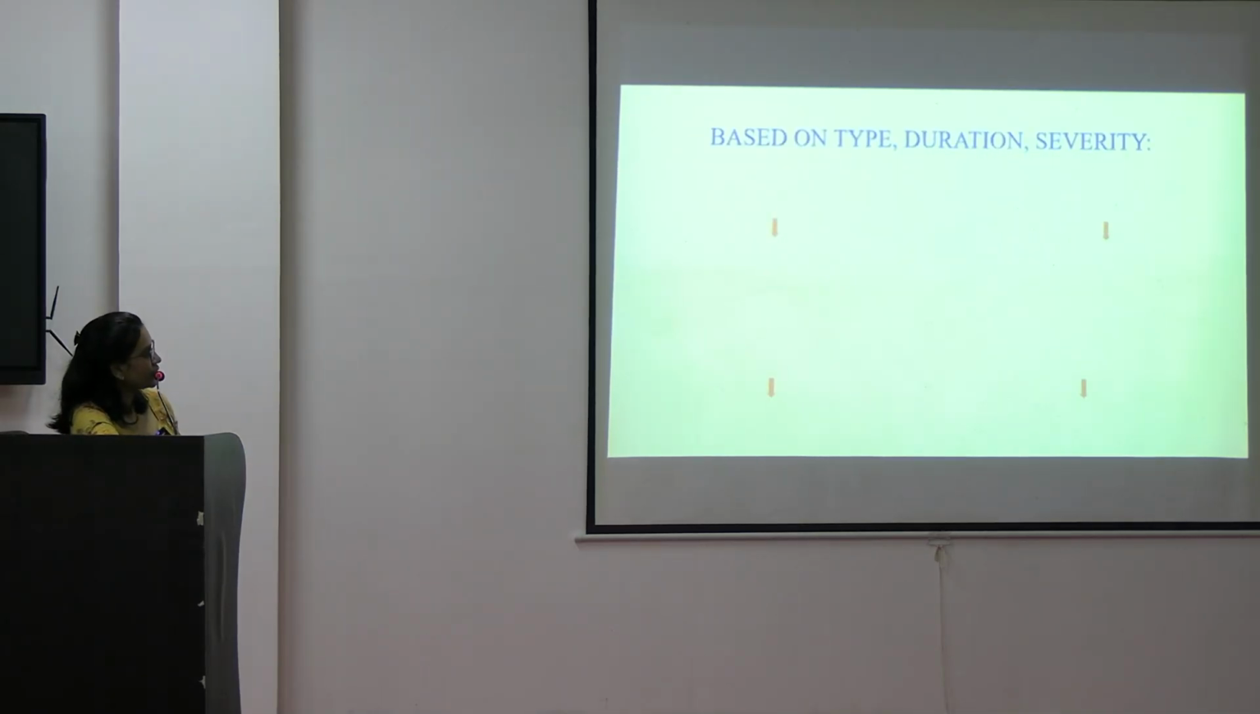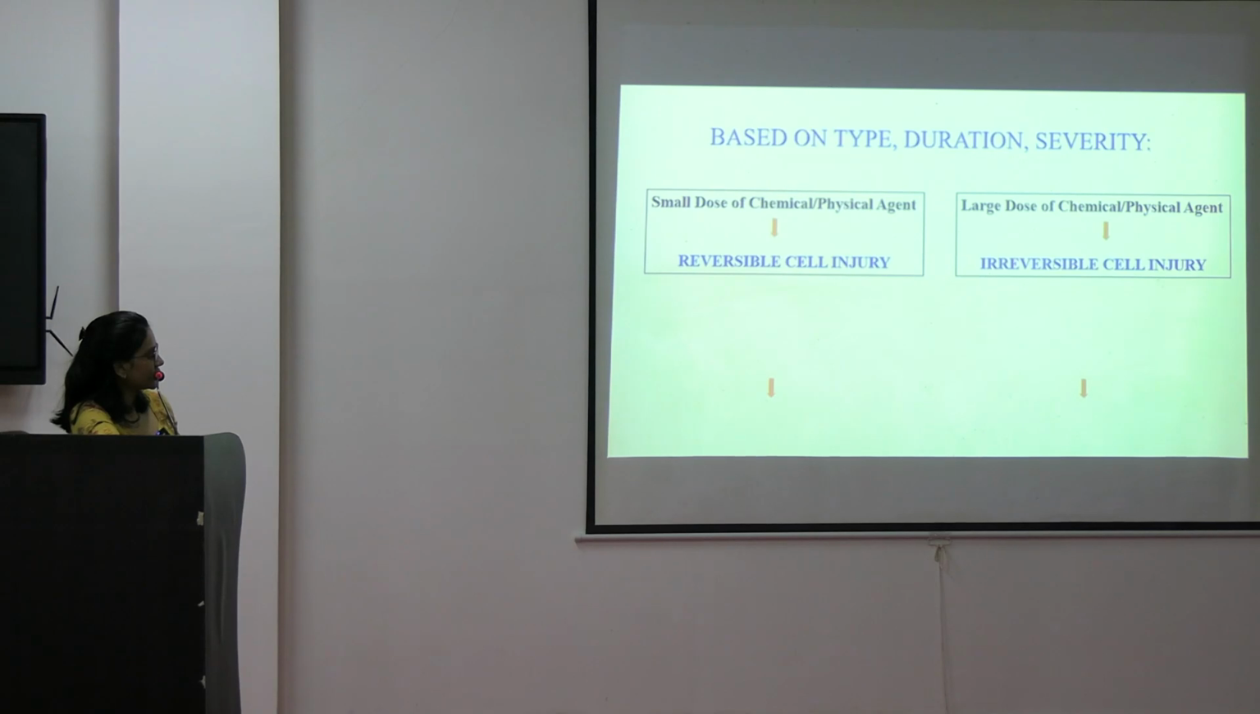So how does the type, duration and severity affect? Small doses of the chemical or the physical agent usually result in reversible cell injury and large doses result in irreversible cell injury. A very common example: when you are exposed to hot boiling water, if it's a droplet or 2 or 3 droplets, how does our body react? We get blisters, right? Maximum. We get blisters which get healed within a week or so.